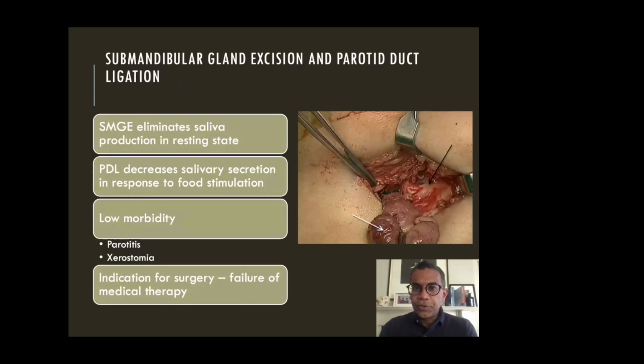At our institution, patients who fail medical therapy and Botox are offered submandibular gland excision and bilateral parotid duct ligation. The submandibular gland excision operation eliminates saliva production in a resting state, and the parotid duct ligation decreases saliva secretion in response to food stimulation. It is a relatively low morbidity operation. Occasionally, there may be parotitis requiring antibiotic therapy, and xerostomia is not uncommon, although easily managed.